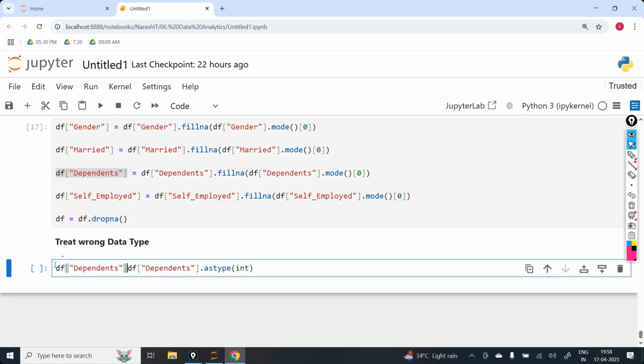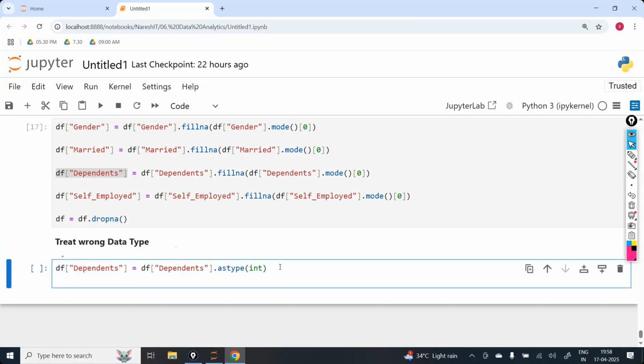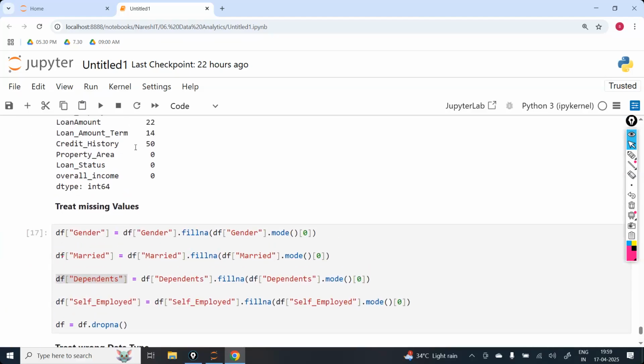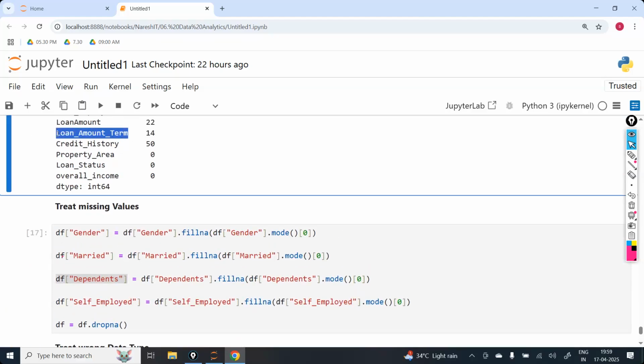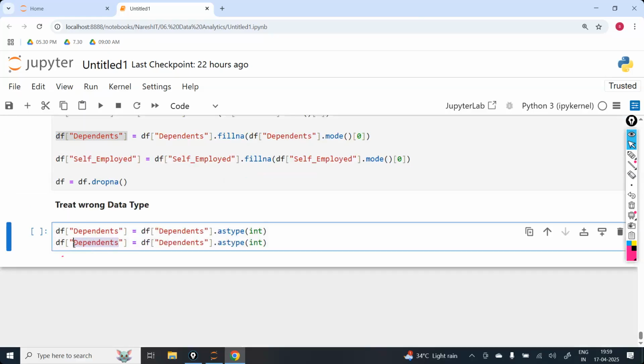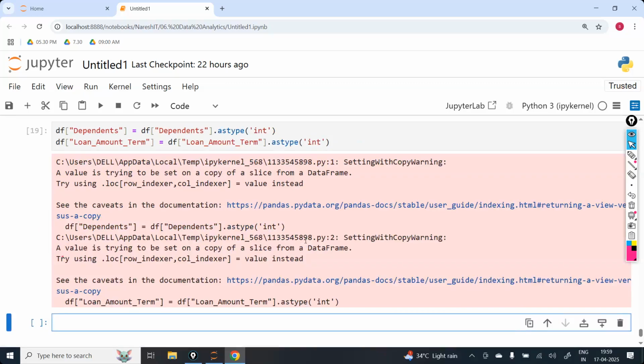And similarly, what is the other column we have to convert? Loan amount term. Loan amount term is the second column which we have to convert. This one also I'm converting to int type. Just write astype int, and now it will be converted to int type.